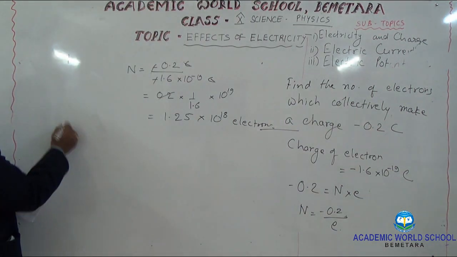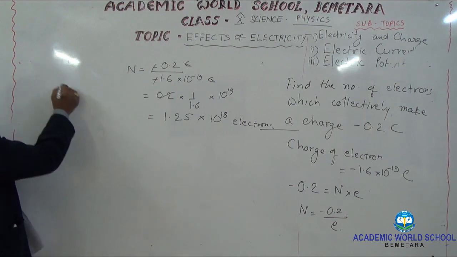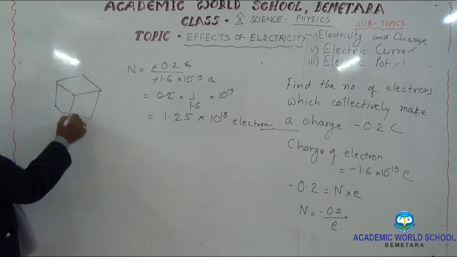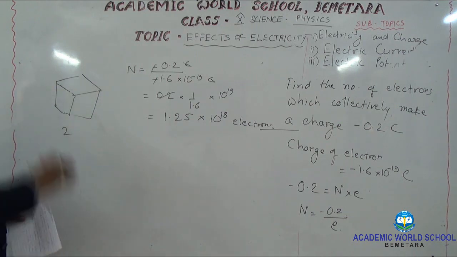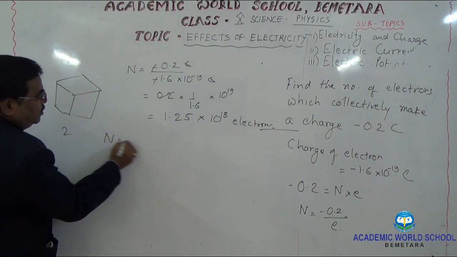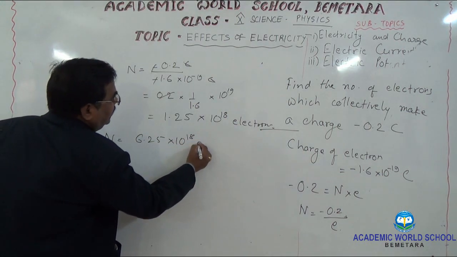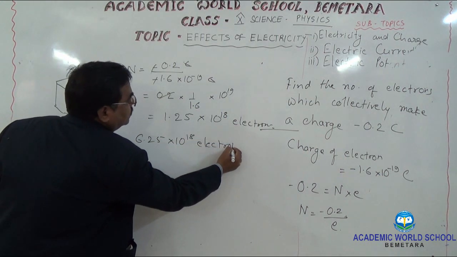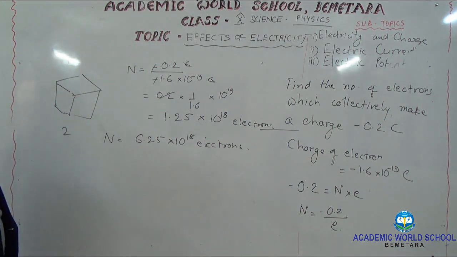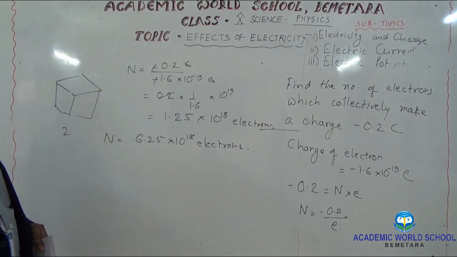Now let's do the next question. There is a metal block from which electrons have been shed off. The number of electrons which have been shed is 6.25 into 10 to the power 18 electrons. What will be the charge on that metal block?